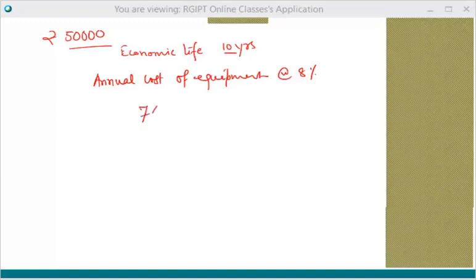Okay, so you got 7,451.5. ठीक है, तो ये जो है 10 साल तक उसको पे कर देना. तो जो है उसका इक्विपमेंट का जो इकोनॉमिक लाइफ है उस समय तक वैल्यू उसका यूज कर लिया.